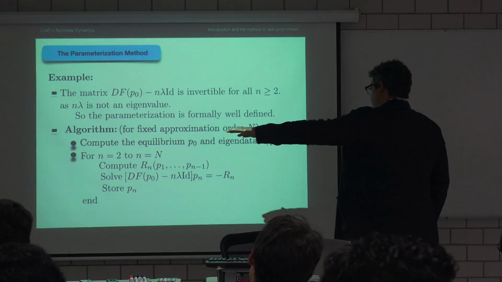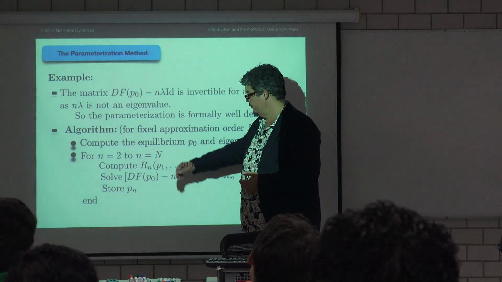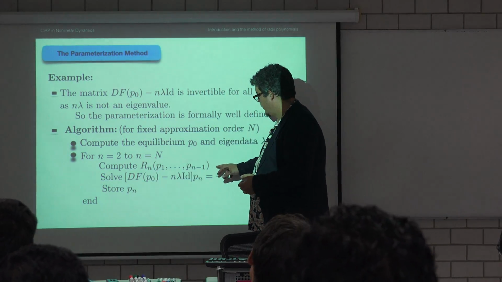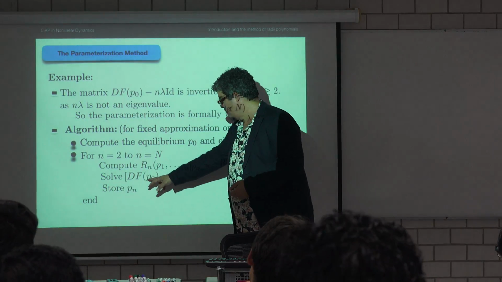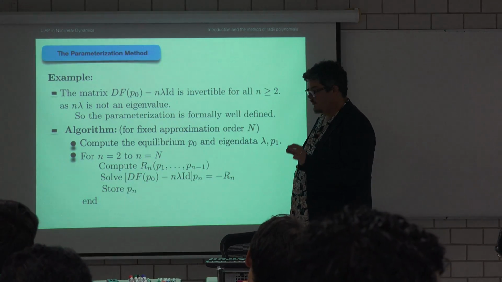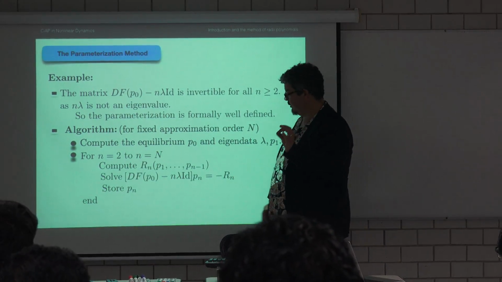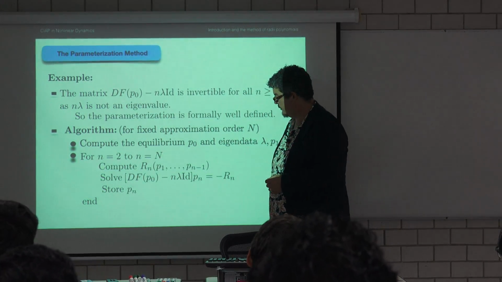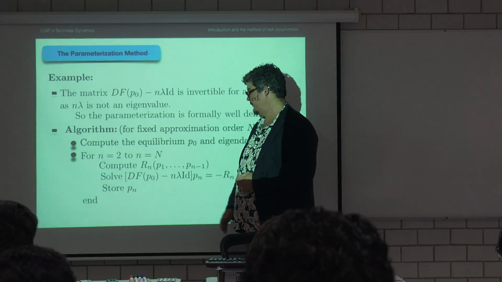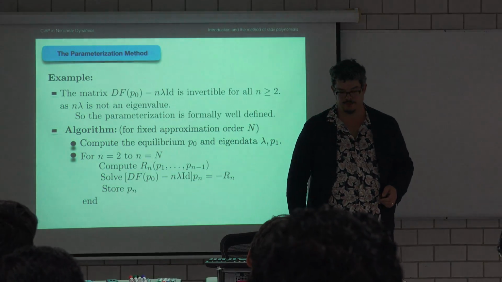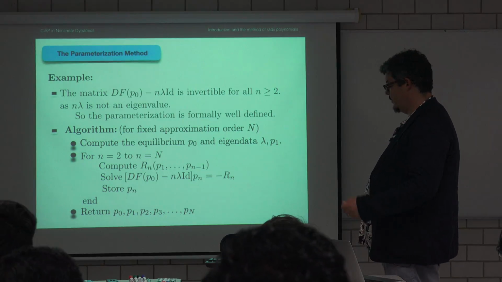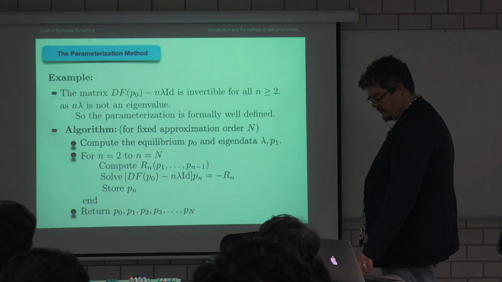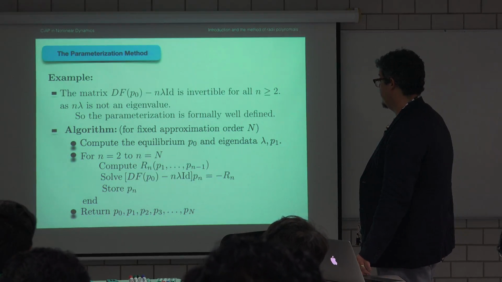Now for n equals 2, to whatever order you wish, you first compute that right-hand side R in terms of things you already know. You solve this linear system of equations, where this matrix is for sure invertible, and then you keep the result. When you're done, you return all of those solutions. Those are your coefficients for the manifold, for the parameterization.